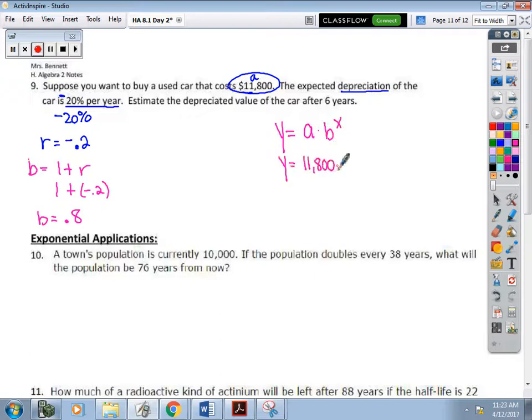So 11,800 times 0.8 to the x power. Just make sure you don't put in just the 0.2 or negative 0.2 or 1.2. This is obviously where you can make the mistake in your answer. And then we will evaluate that for 6. So we'll plug in 6 for x and type that and evaluate using our calculator. Again, we'll round to the nearest cent, which we should get $3,093.30.